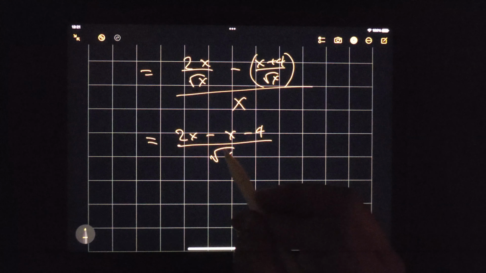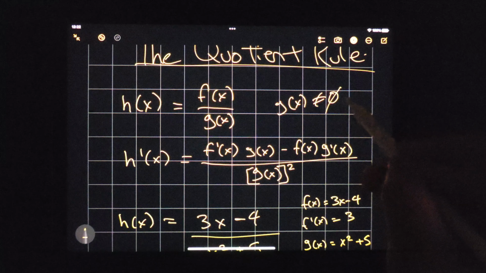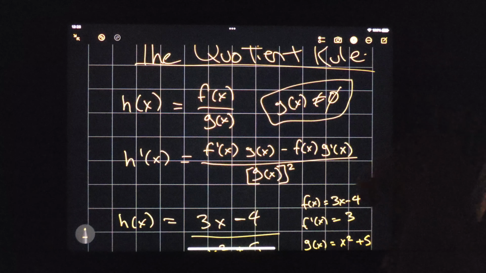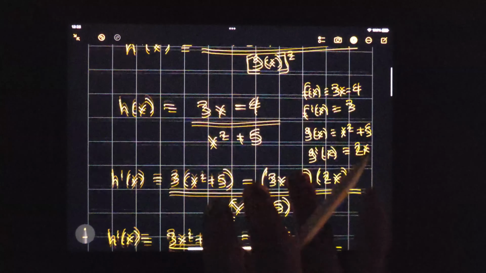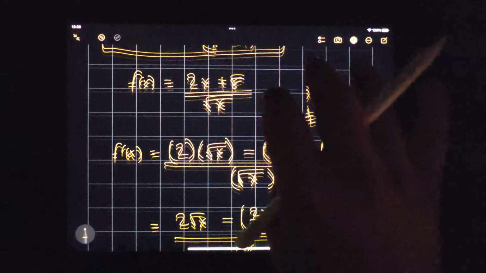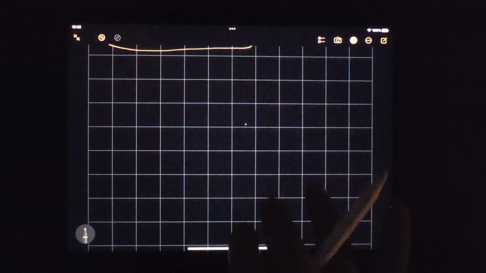And there you have it. One thing that we should mention is that from this rule, g of x cannot be 0 ever. Otherwise, the denominator becomes 0 and becomes undefined.